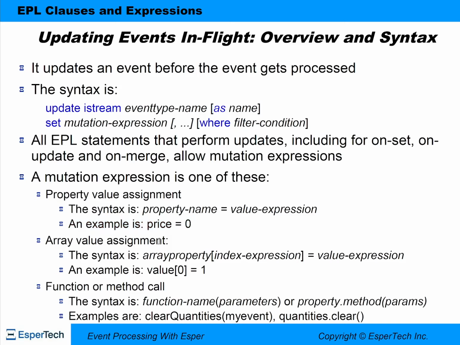A mutation expression can be an array value assignment. The syntax is array property, square brackets, index expression, equals value expression. An example is value, square brackets, 0, equals 1. A mutation expression can be a function or method call. The syntax is function name, parenthesis, parameters, or property.method, parenthesis, parameters. Examples are clear quantities, parenthesis, my event, and quantities.clear.